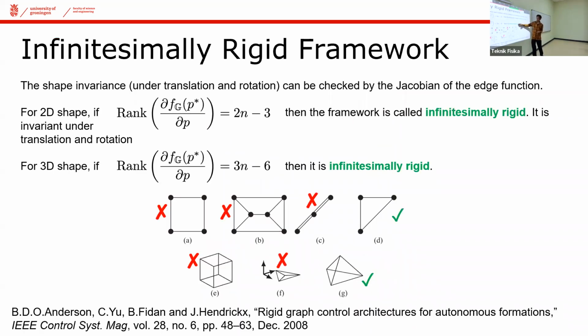The same goes for a 3D shape. In a 3D shape, you can just calculate the Jacobian of this, you calculate the rank, and if it is satisfying these conditions, it is also infinitesimally rigid in the 3D space, and it is invariant under translations and rotations in the 3D space. So, some counterexamples.